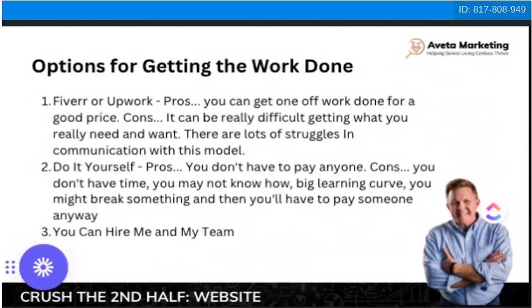So there's that option. The other is to do it yourself, right? And the pros of that is you don't have to pay anyone. But the cons is you don't oftentimes have the time to do this, and you may not know how to do it. And so there can be a big learning curve to this stuff. And then you might break something, right? Then you'll have to pay somebody anyway to fix it. And then another option is you can hire me and my team to do this work for you. So those are the options.